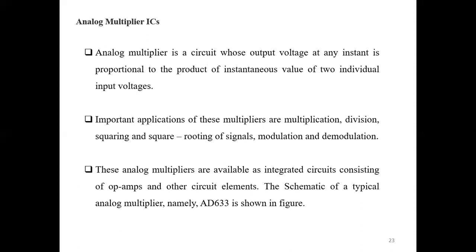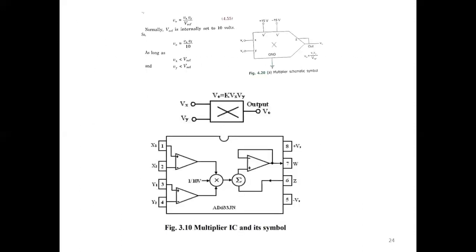An analog multiplier is a circuit whose output voltage at any instant is proportional to the product of the instantaneous values of two individual input voltages. The most important applications of these multipliers are multiplication, division, squaring, square rooting, modulation, and demodulation. These analog multipliers are available as integrated circuits consisting of op-amps and other circuit elements. The schematic of a typical analog multiplier, namely the AD633, is shown in the figure.